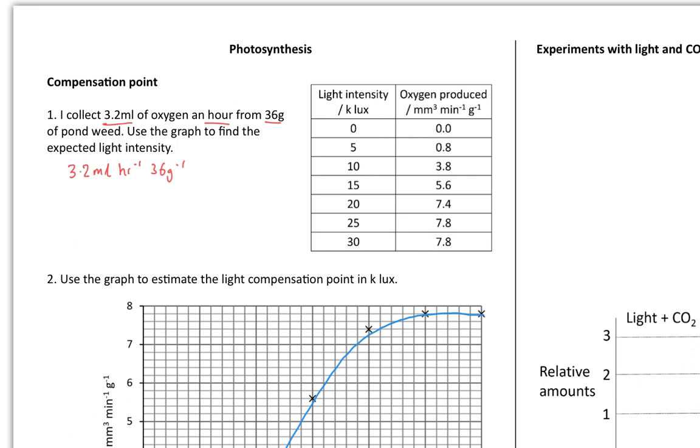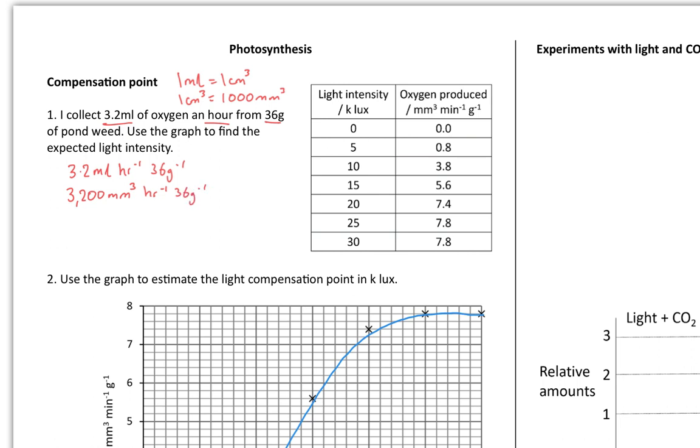So let's change the millilitres first. 1 ml is the same as 1 cm cubed, and therefore 1 cm cubed equals 1,000 millimeters cubed, because 1 centimeter is 10 millimeters. 1 centimeter cubed is 1 by 1 by 1, so I need to do 10 by 10 by 10. So this is now 3,200 millimeters cubed per hour per 36 grams.